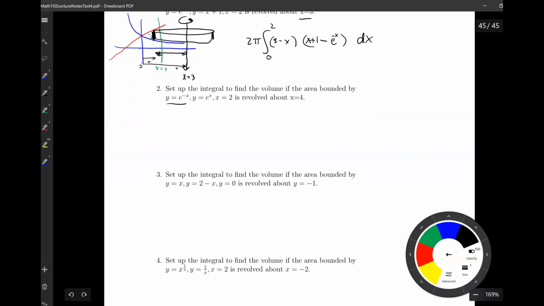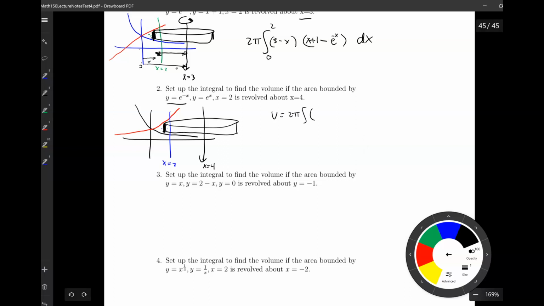All right. Let's do e to the negative x, which looks like this. E to the x crosses here, and x equal 2 is here. So this is the area contained, and I'm revolving it about x equal 4. So again, I'm going to want to draw parallel to the axis of rotation. So my volume will be 2 pi radius height dx.